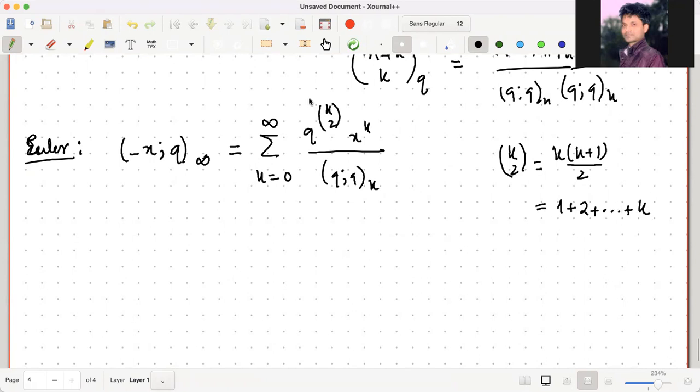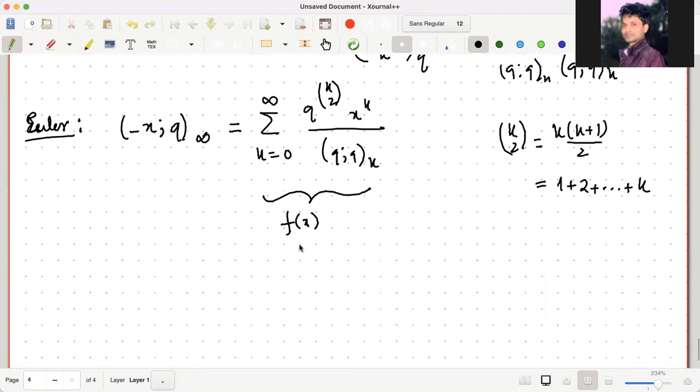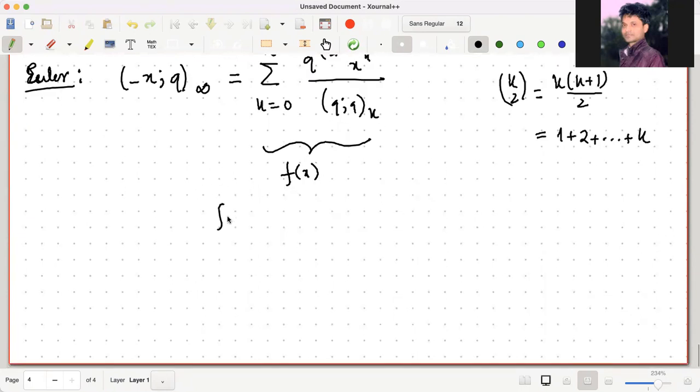So this contribution from the distinct parts will give rise to q raised to the power k choose 2. The proof is again similar. You write this part as some function, let's say f(x) again, and then you try to figure out what is f(x) minus f(xq), and you will get something like f(xq) times some factor. This gives you the first step of the recurrence, and then you just keep on going down, and eventually you will show that this f(x) is equal to (-xq)_infinity.